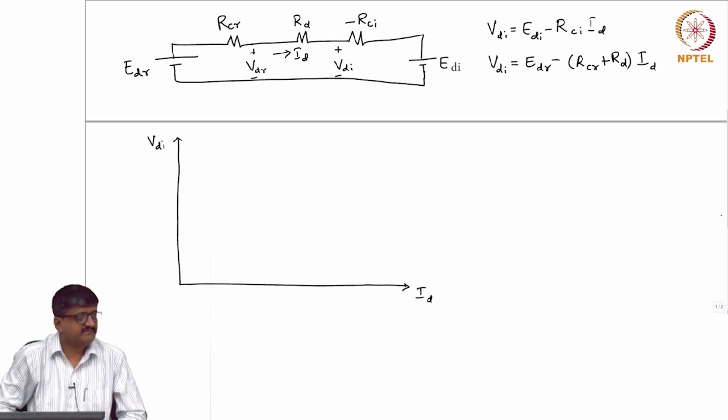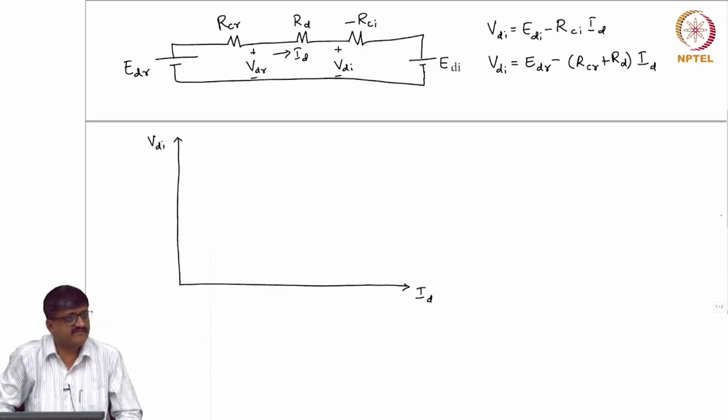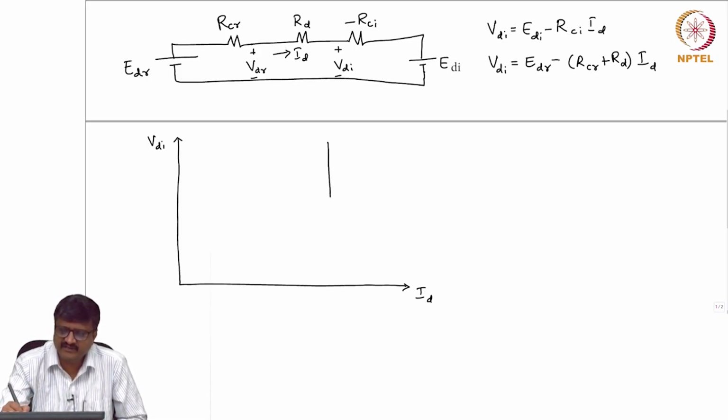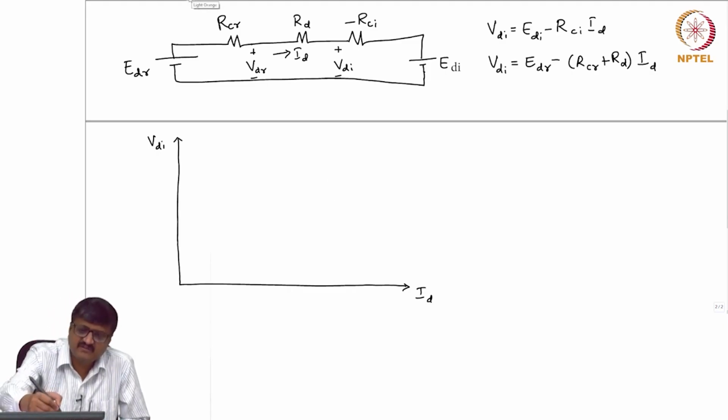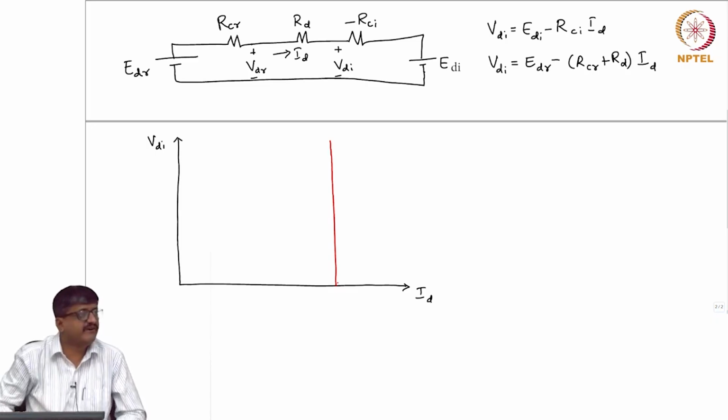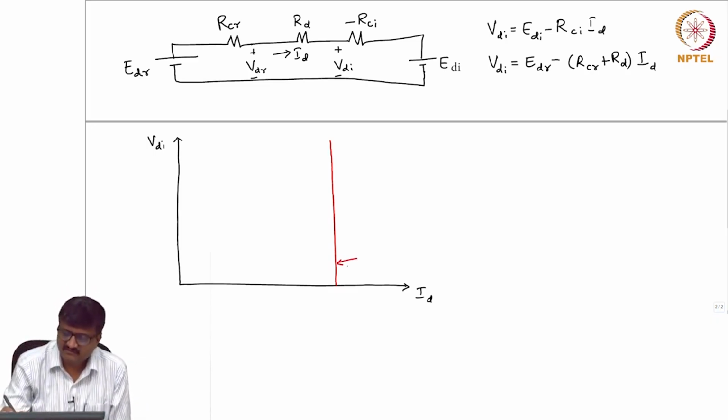Straight line. What is the slope? Negative slope and positive intersection, negative slope. Will that give constant current? What is this current? This current is ID. So, ID is constant means vertical line, that is all. I have just a vertical line. So, I have some vertical line here. Okay. So, it is just a vertical line. So, this is CC control.